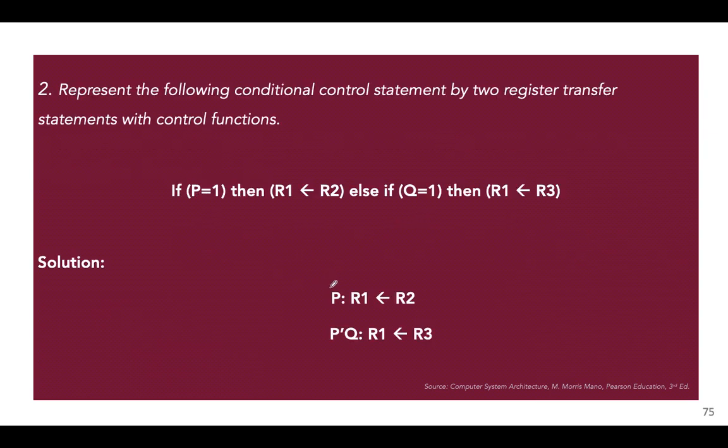If P is 1, transfer the contents of R2 into R1. So this is fine. But the second part of it says, else if Q is 1. So P is not 1, but Q is 1, then transfer the contents of R3 into R1. So here goes the second statement. And this is all you had to do. Simple enough?